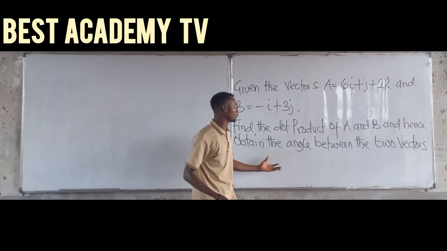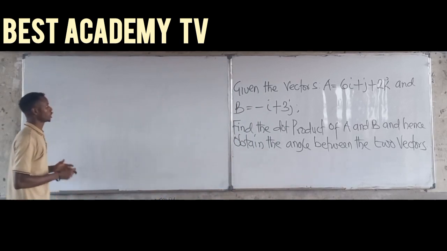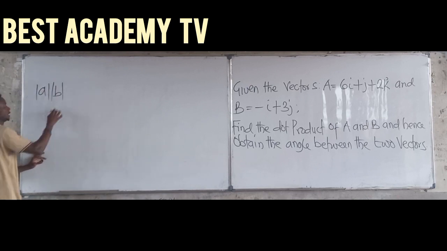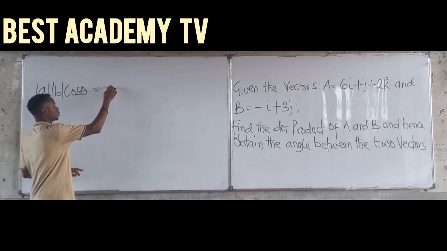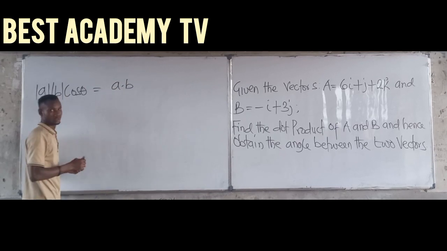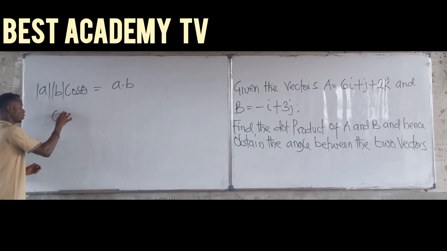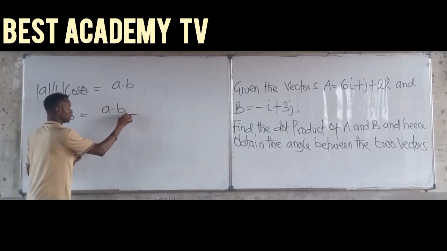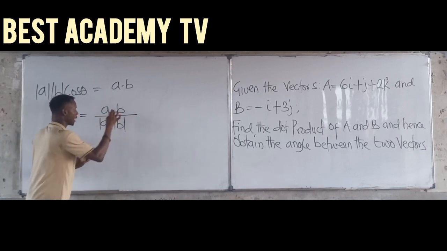The formula to solve for the angle between two vectors in 3 dimensions is this: the magnitude of A times the magnitude of B times cos theta is equal to A dot B. So making cos theta the subject, cos theta will be equal to A dot B divided by the magnitude of A times the magnitude of B.